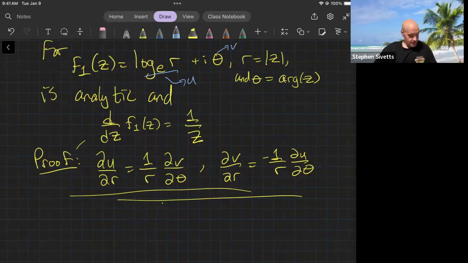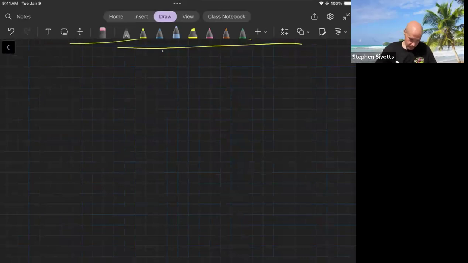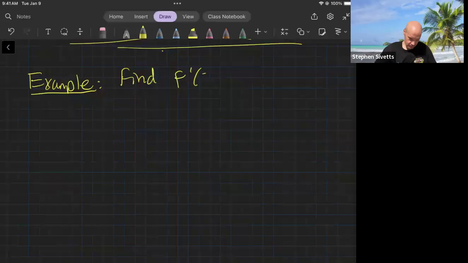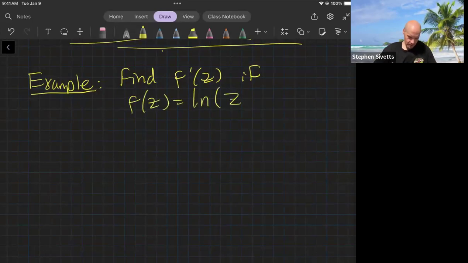Okay, so for example, f of z is equal to the natural log of z squared plus 1. This here is straightforward, right? We want to look at f prime of z, where f of z is equal to the natural log of z squared plus 1. Right here, you're just going to use the chain rule.